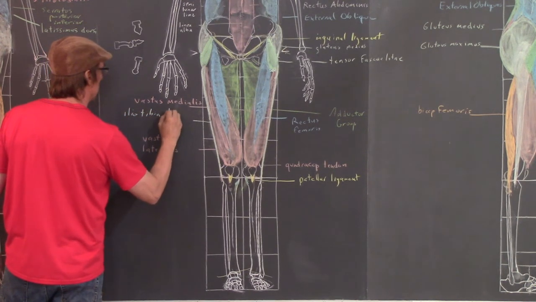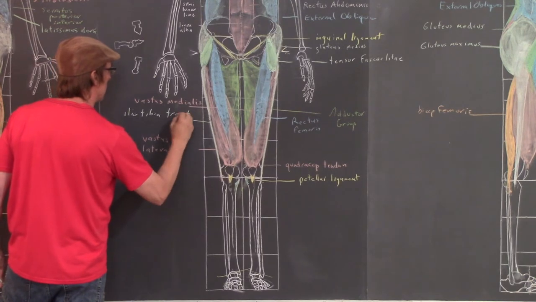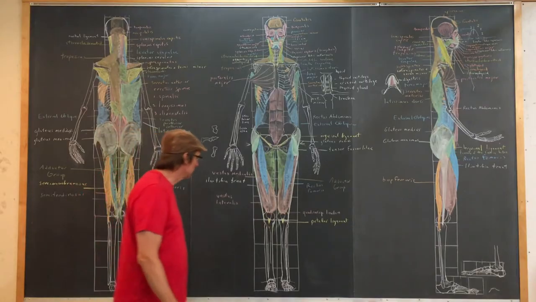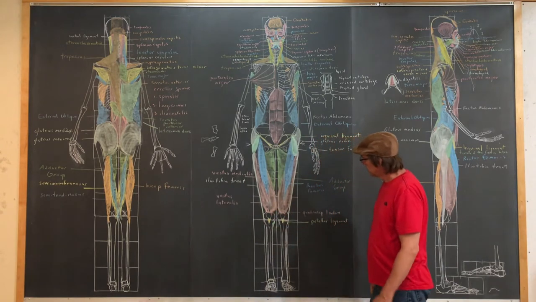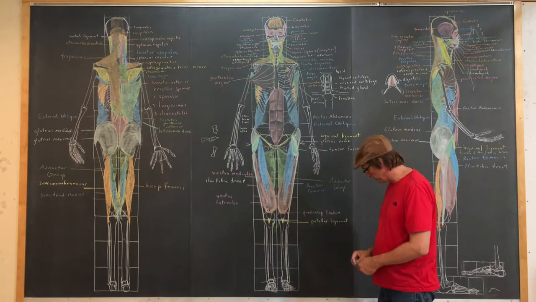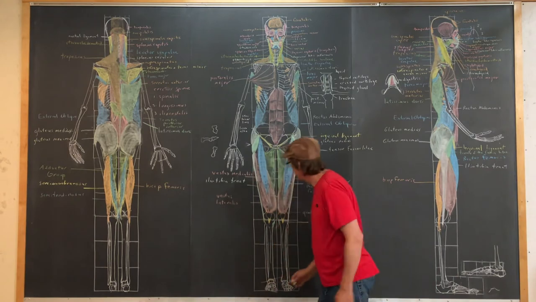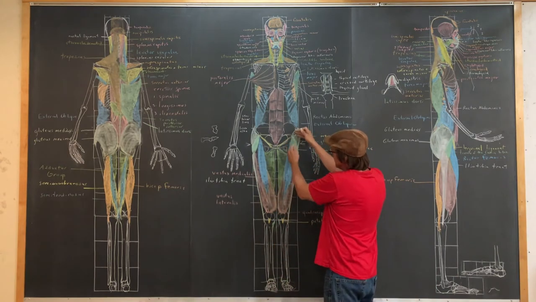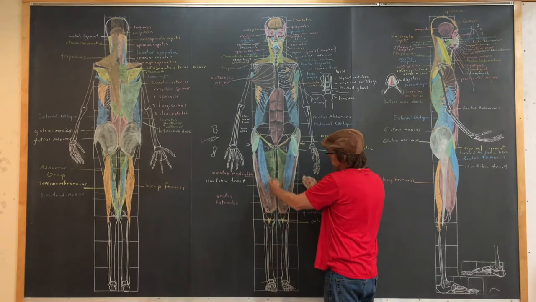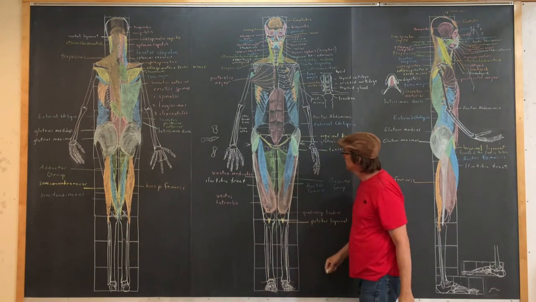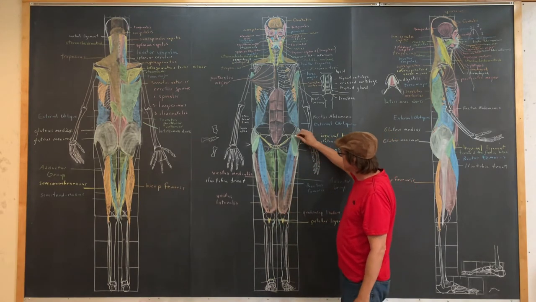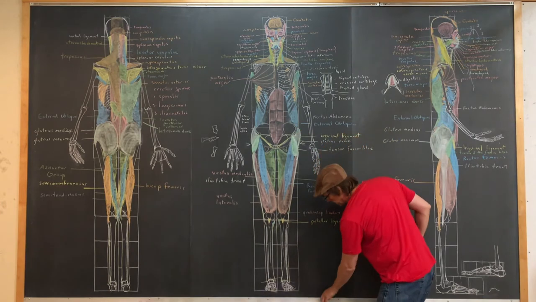Iliotibial tract. Okay, so that does a lot to stabilize the leg, the knee. It has something to do with rotation too. But it's sort of paired with the muscle that comes off that same front pelvic point, goes to the inside of the leg and forms a strap to the inside of the knee. And that's called the sartorius muscle.